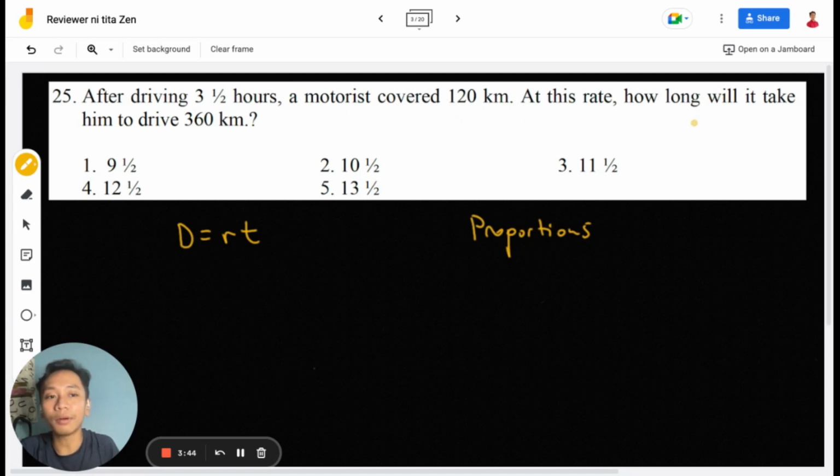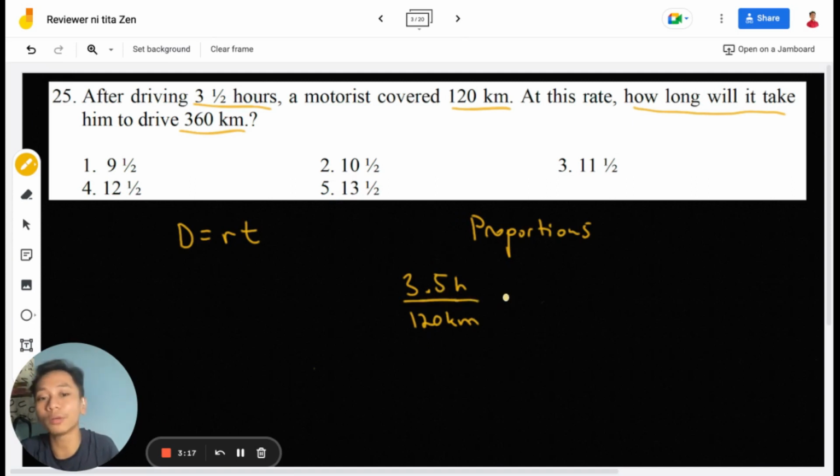And then, yung pangalawang part ng tanong, how long will it take him to drive 360 kilometers? So, meron kang unit of distance and we are actually looking for a unit time. How long will it take? So, merong time, merong distance, pwede mong isulat yan. 3.5 kung mas komportable kang decimals siya. Tapos, 120 kilometers daw ang na-travel niya. Pwede rin nating ilagay yung unit para malinaw kung ano yung 3.5, ano yung 120.